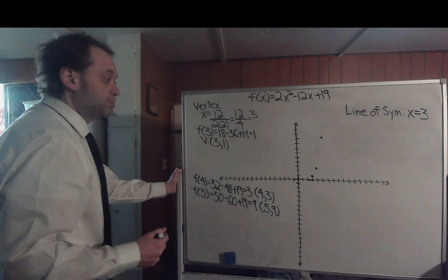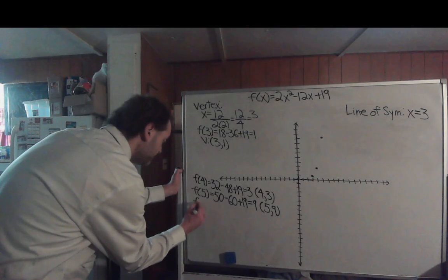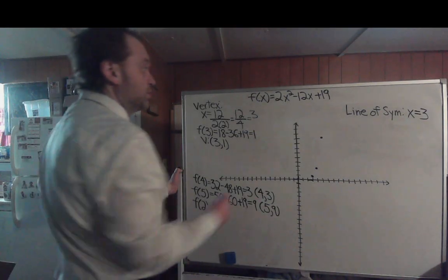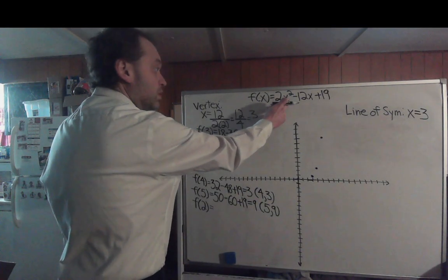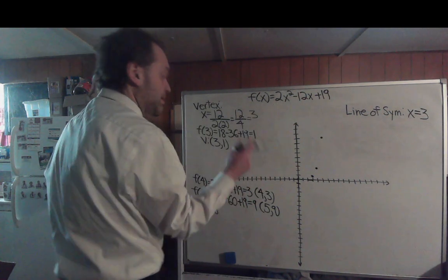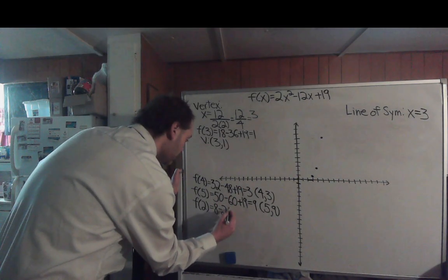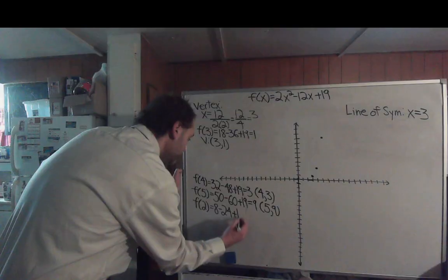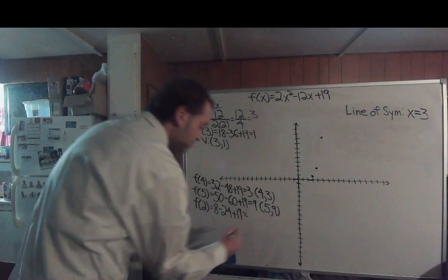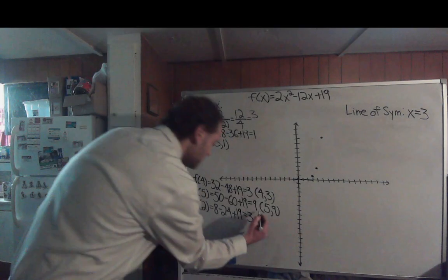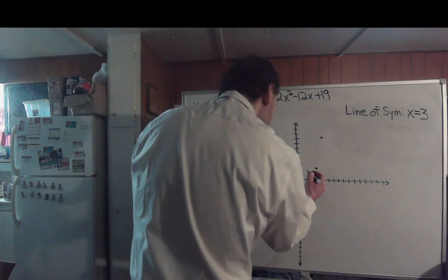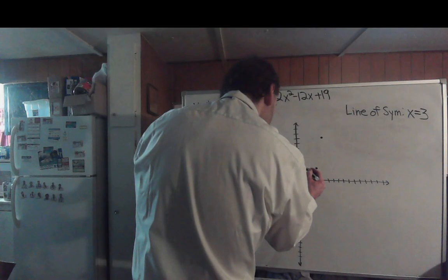Now, why don't we plot f of 2? We'll go to the left of the line of symmetry. All right, f of 2. So 2 to the second is 4 times 2 is 8. Minus 12 times 2, that'd be minus 24. Then plus 19. 8 minus 24 is negative 16 plus 19, that'd be 3. So you'll end up getting the point 2, 3. So let's plot 2, 3 right here.